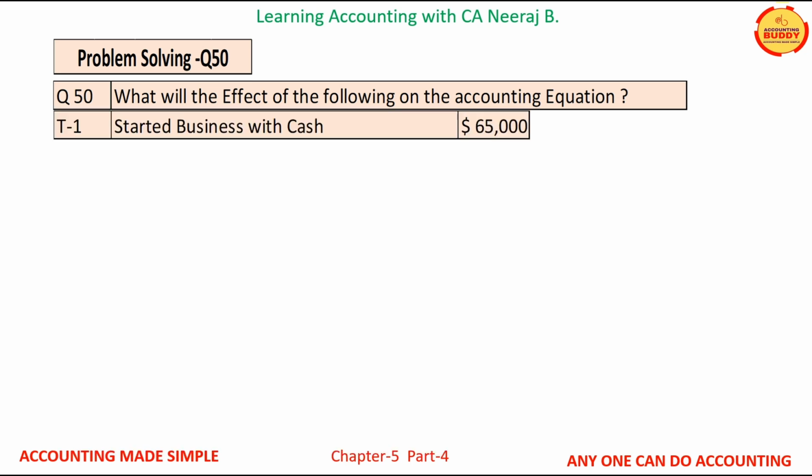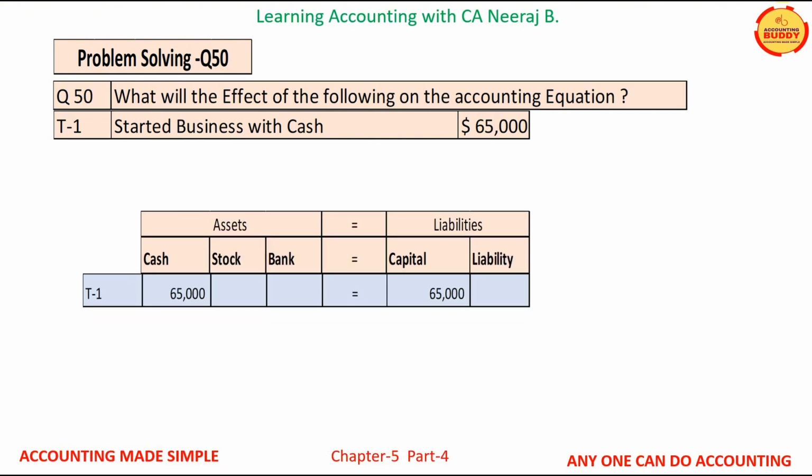Transaction T1 is, business is started with cash amounting to $65,000. If we analyze this transaction, the cash, which is an asset, will increase on the left hand side of the accounting equation, and with this transaction the business owes $65,000 to its owners, which will increase the capital on the right hand side of the accounting equation.